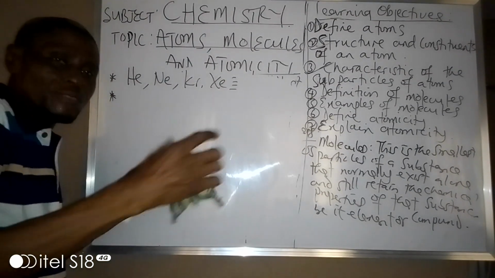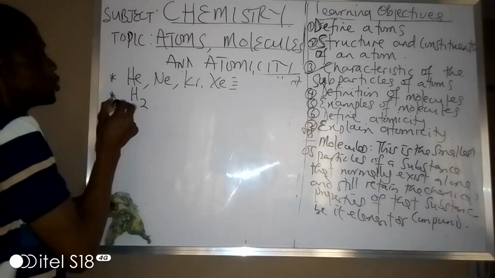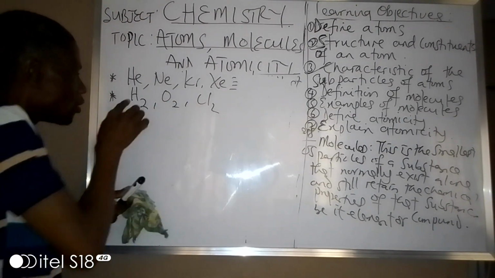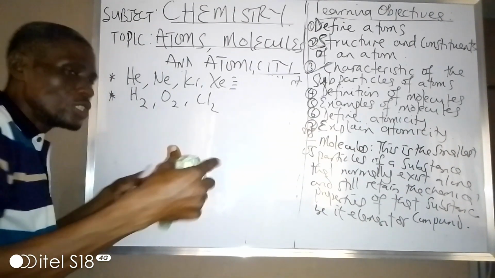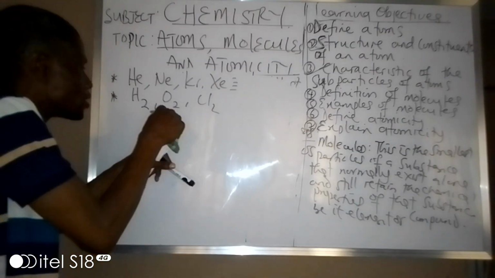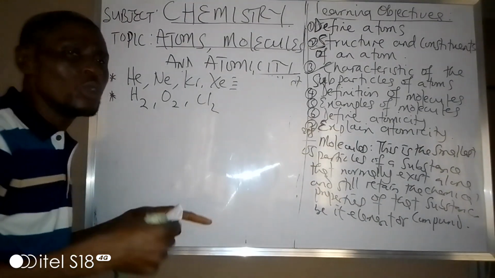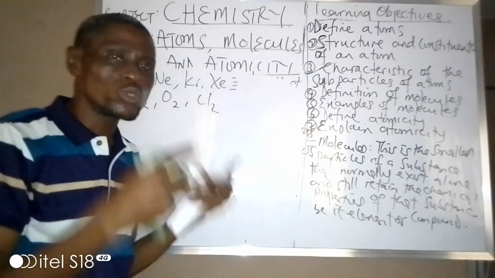So they are also what? Molecules. Some molecules contain atoms of the same element. Example, if you write H2, O2, Cl2, this one contains two atoms of hydrogen. Hydrogen comes together to form H2. This one contains two atoms of oxygen. So two oxygen come together to form O2. This one, two atoms of chlorine come together to form Cl2.